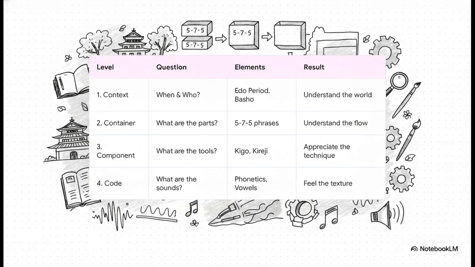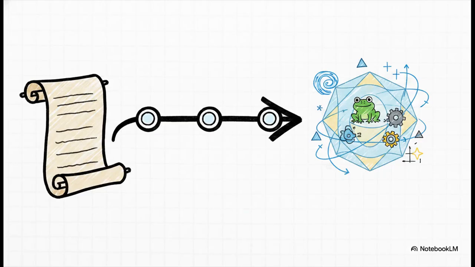Each level just builds on the one before it. And this, right here, is the big takeaway. What looked like a simple, flat, 17-syllable poem has, with this structured approach, become this rich, deep, 3-dimensional universe. We haven't ruined the magic by taking it apart. We've actually given ourselves a map to appreciate its brilliance on a completely new level.